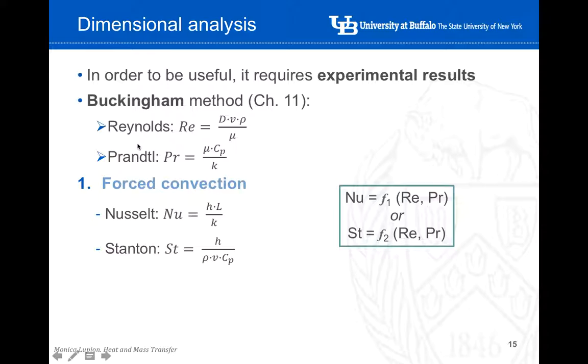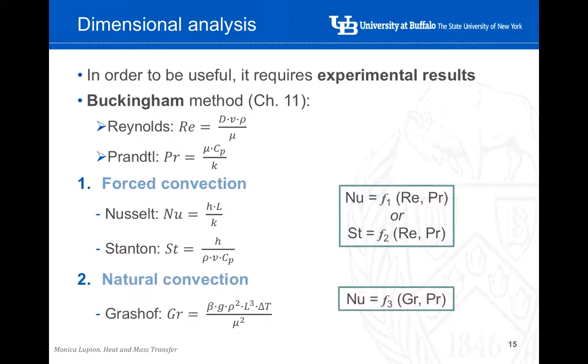We define the Reynolds number as the dimension times the velocity times the density over the viscosity, and the Prandtl number as well, that we just defined a couple of minutes ago. Then for forced convection, we defined the Nusselt number and the Stanton number. The Stanton number is equal to the heat transfer coefficient over the density, the velocity, and the thermal capacity. So the dimensional analysis tells us that the Nusselt number is a function of the Reynolds and the Prandtl number, or equivalently that the Stanton number is a function of the Reynolds number and the Prandtl number.